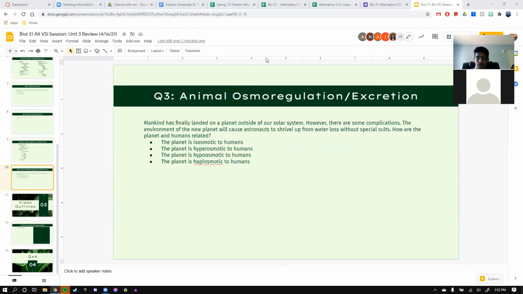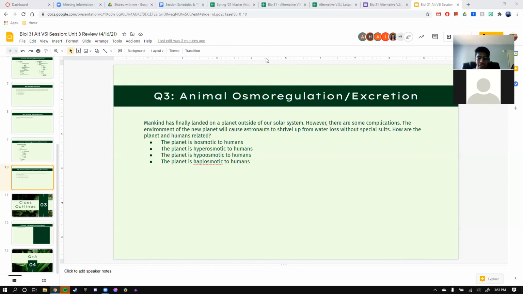I'll share the results. Looks like most of you said that the planet is hyperosmotic to humans, and that would be correct. The reasoning here is that it tells us humans will shrivel up from water loss, specifically water loss, on this planet without any special suits. What that essentially means is water is going from the human to the planet. And if water wants to go from the human to the planet, that means the planet would have a higher concentration of solute than the human. And that's why water is moving towards the planet to balance those concentration gradients.